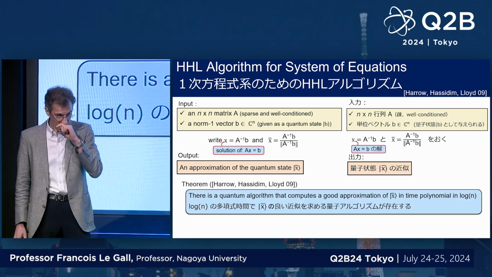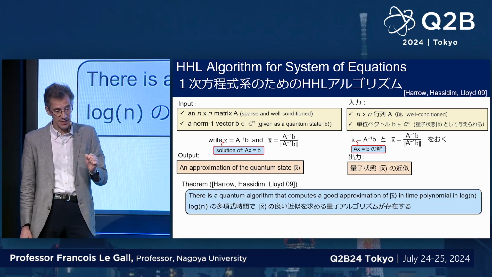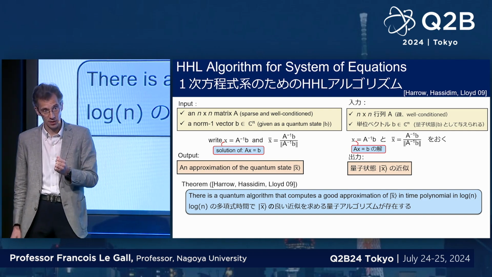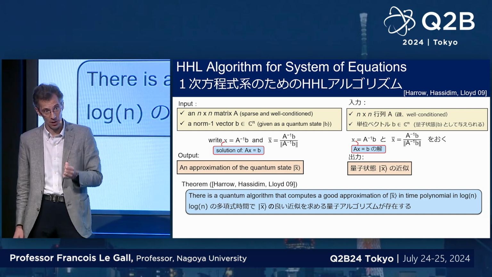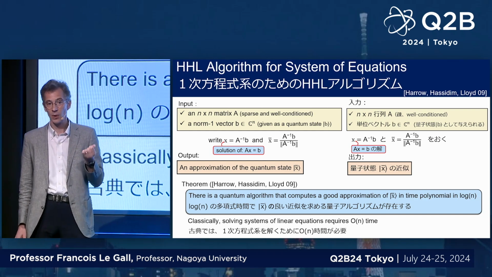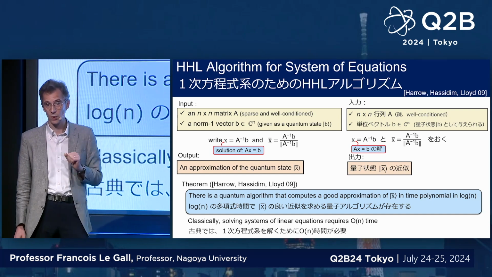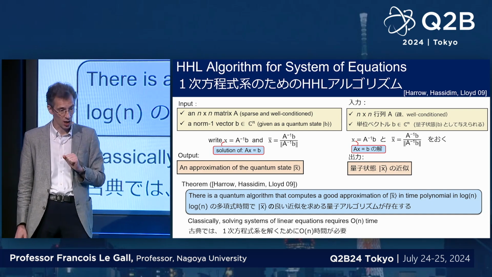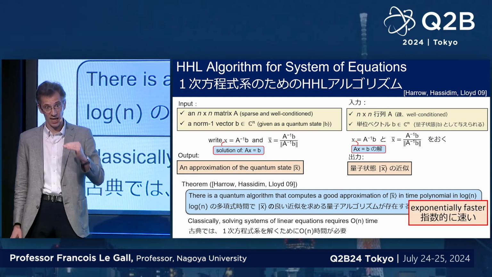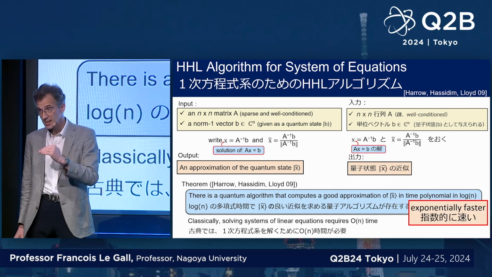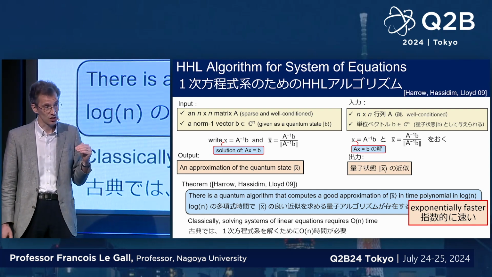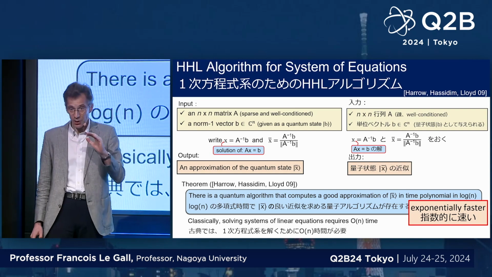Harrow, Hassidim and Lloyd have shown that this can be done in time polynomial in log n, the logarithm of the dimension. In comparison, classically, solving a system of linear equations requires linear time if you want good precision for such well-conditioned and sparse matrices. So you get a huge, exponential advantage between the performance of the classical and quantum algorithms. It's a very impressive result.